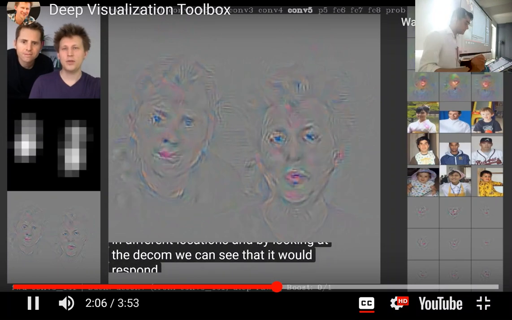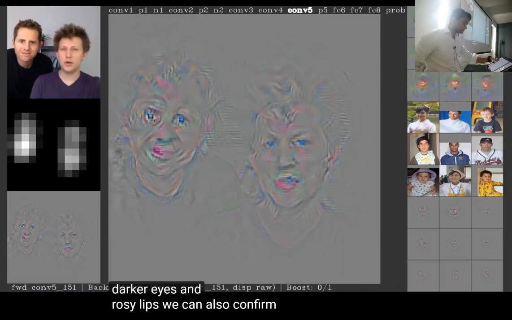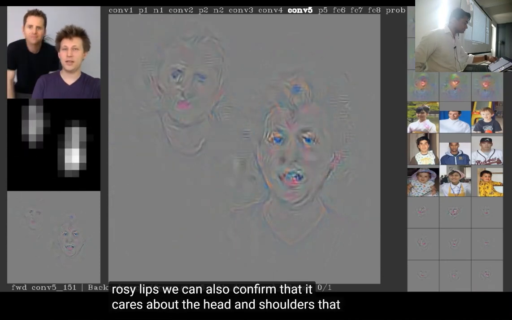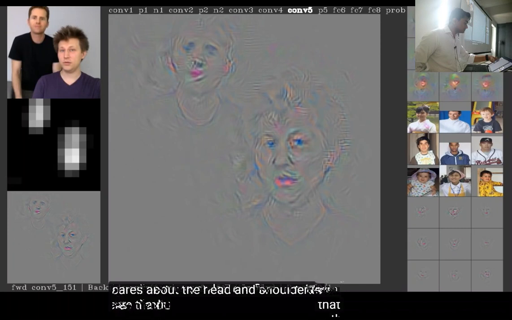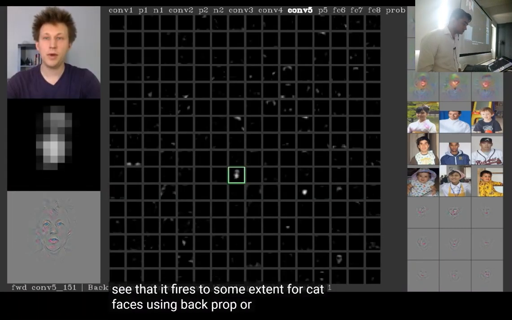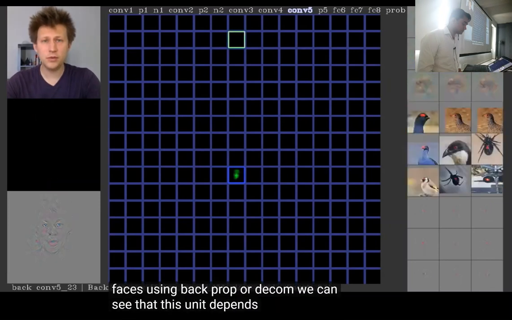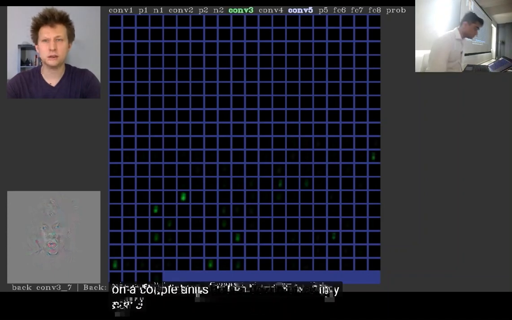We can see that it would respond more strongly if we had even darker eyes and rosier lips. We can also confirm that it cares about the head and shoulders, but ignores the arms and torso. We can even see that it fires to some extent for cat faces. Using backprop or decon, we can see that this unit depends most strongly on a couple units in the previous layer, conv4, and on about a dozen or so in conv3.